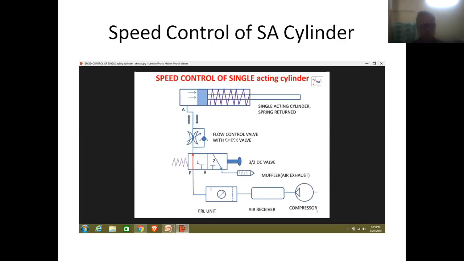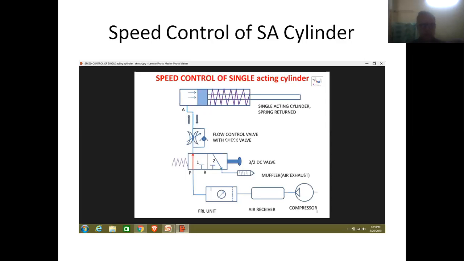So the first pipeline for conveying the fluid from the DC valve into the regulator, and second pipeline will be conveying fluid in between the regulator and the cylinder, and third and fourth pipelines they are used for connecting this throttle valve and check valve with the DC valve, and also the cylinder that is used for operating the circuit.